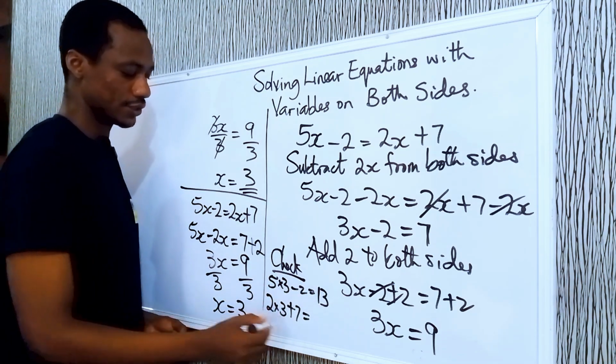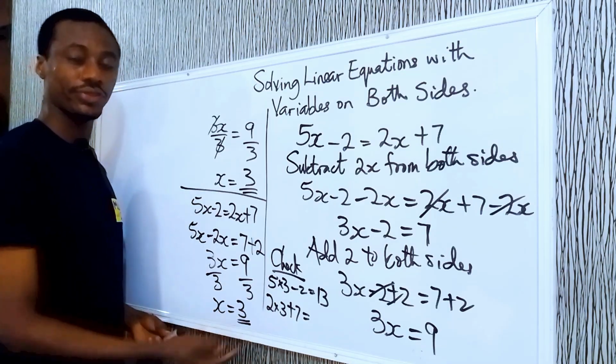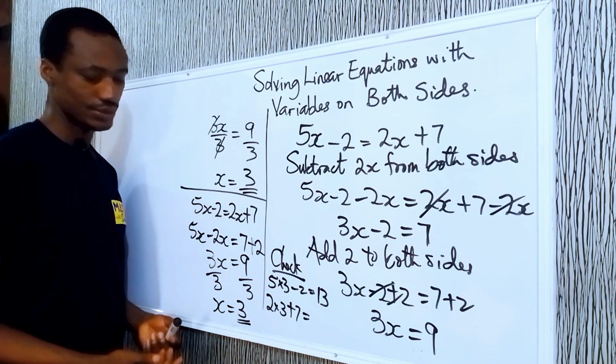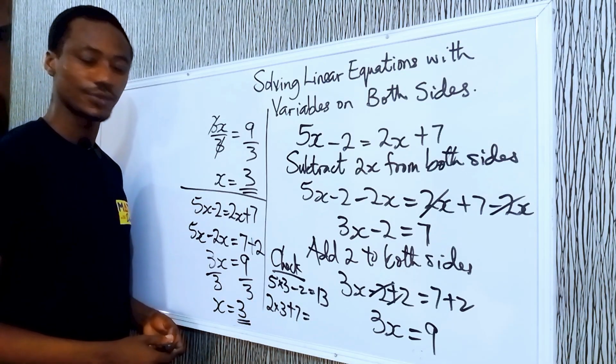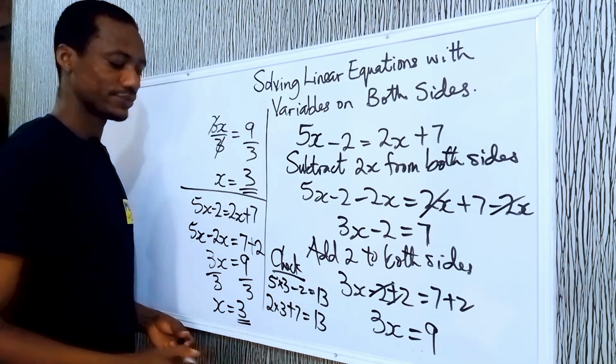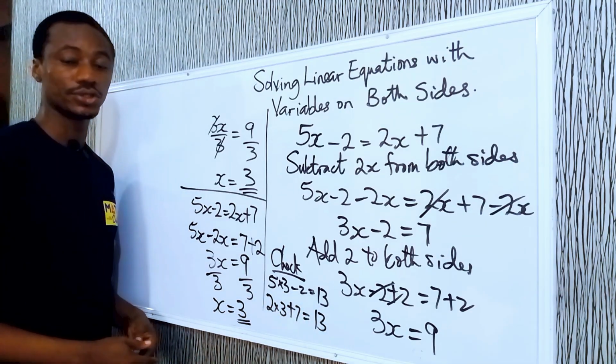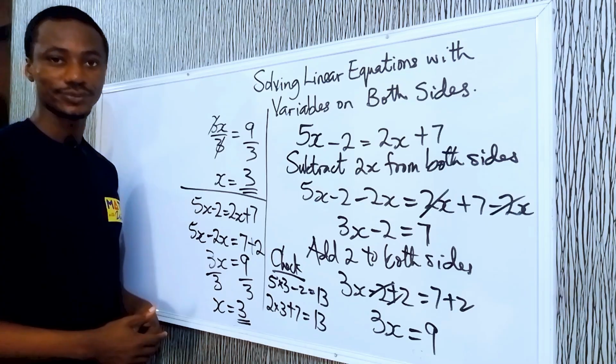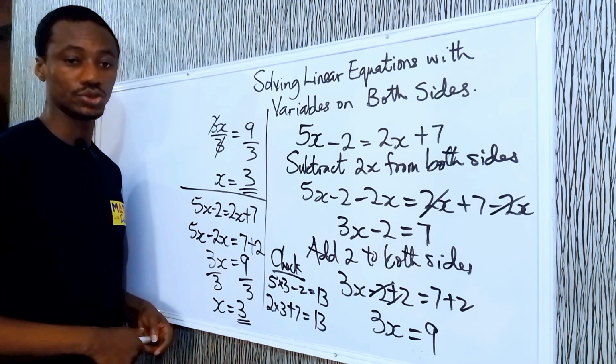That's correct. Let's see on this side. 2 times 3 is 6, and then 6 plus 7 is 13. Beautiful. So that means our equation is balanced. It's correct. Always remember to do your check.